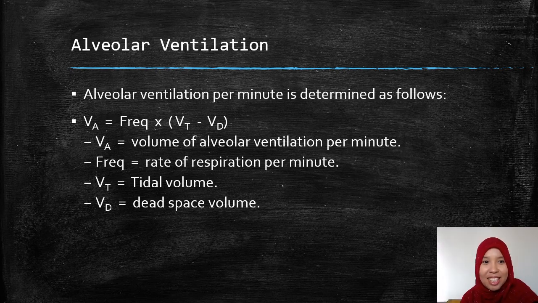Alright, now finally there's alveolar ventilation per minute, and using this formula you just have to put in the values, and we have discussed the values earlier in the previous slide. So just put in the tidal volume minus the dead space volume, and then I've already told you the rate of respiration per minute, so multiply by that, and then you will finally get the volume of alveolar ventilation per minute.